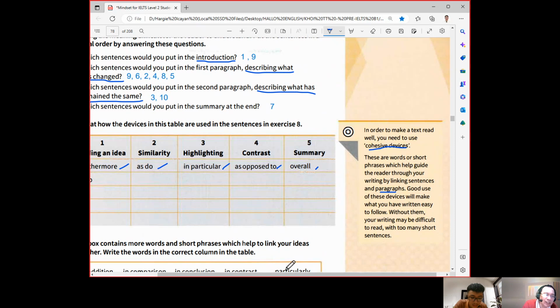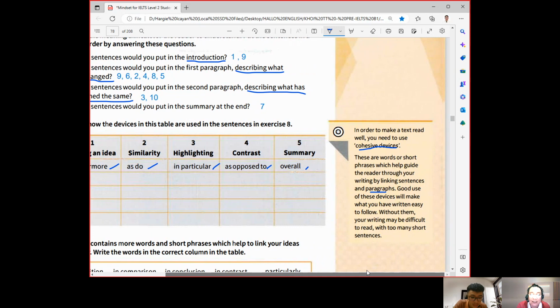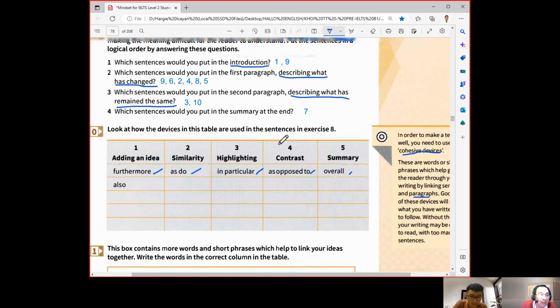Without them, you will have too many short sentences, right? Because you're going to stop with a period, do another sentence, stop again with a period, do another sentence. So it's going to be a lot of short sentences. But using these cohesive devices can make your sentences longer. For example, look at this one.